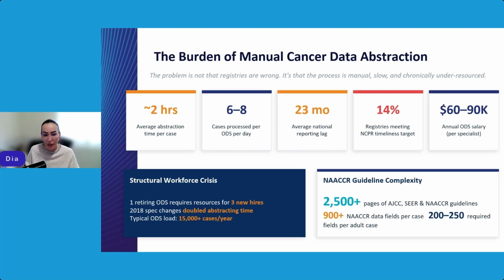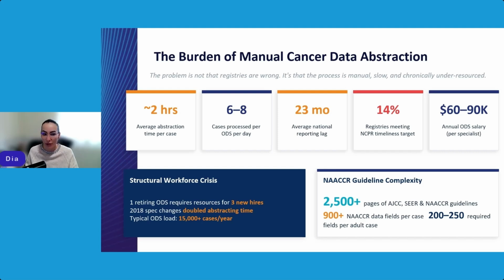This is a highly trained and specialized and understaffed workforce, and because of that, only 14% of registries meet timeline targets. The structural pressure makes this worse. When one experienced ODS retires, you need resources equivalent to hiring 3 new people to replace the lost knowledge. Furthermore, those experts need to keep up with the regular standard changes. For instance, a single guideline update in 2018 doubled the time needed per case overnight.